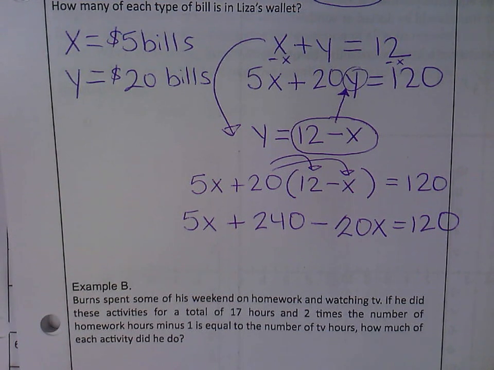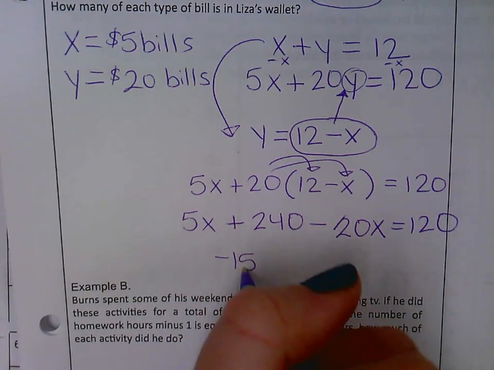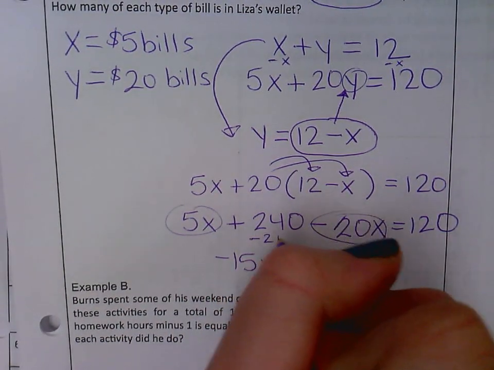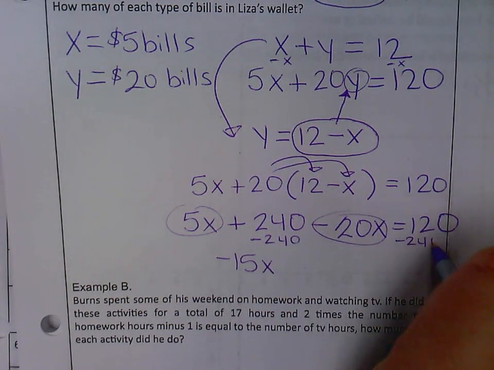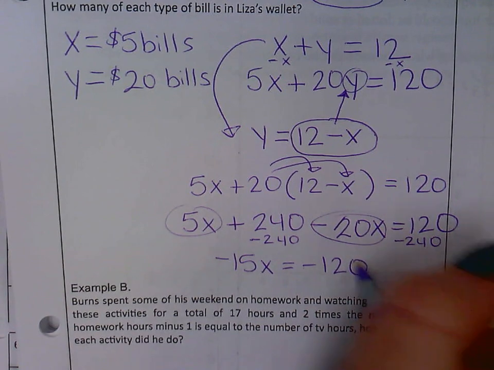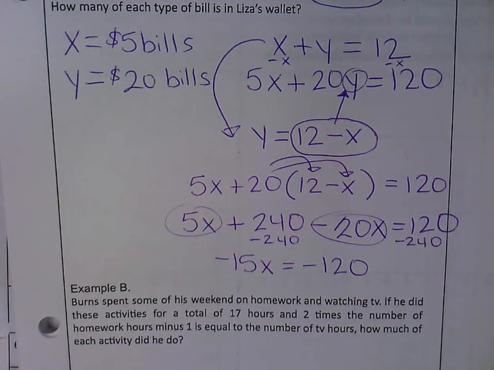Combine my like terms. I have 5 x's and I have negative 20 x's. So I have a total of negative 15 x's. And then I'm just going to kind of show that I put those together, but I'm going to subtract this 240 to the other side. So that would give me negative 120 on the right. So go ahead and divide.